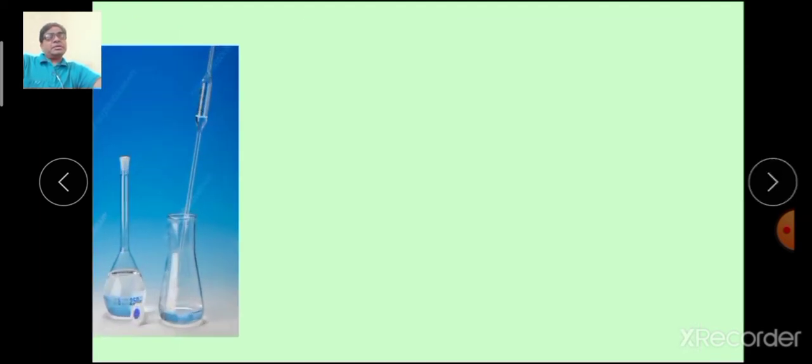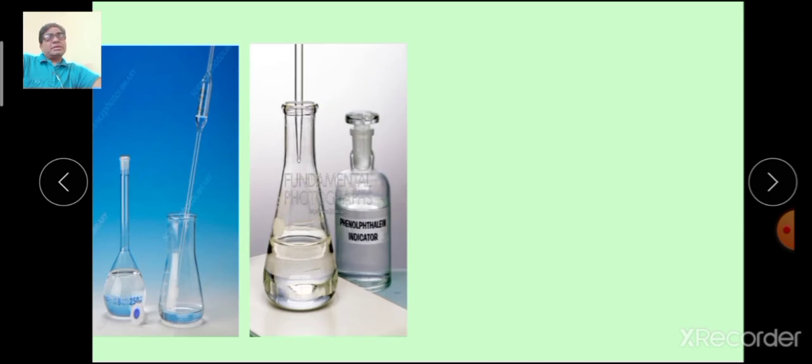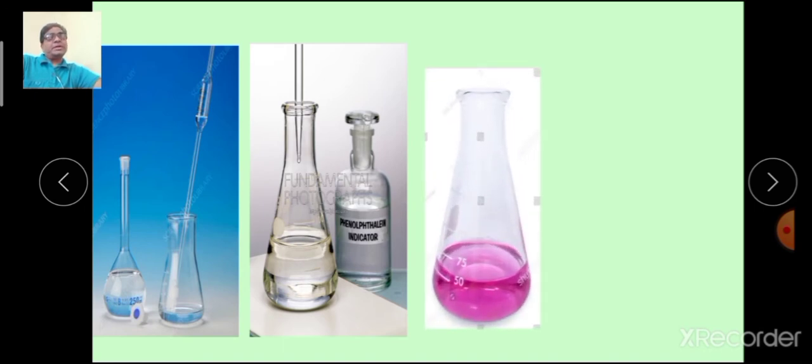Now, here I will show you, you have taken the diluted solution for titration using a pipette in the titration flask. This is the phenolphthalein indicator. You have taken drops of phenolphthalein indicator in this. Before dropping the indicator, it is colorless. As the phenolphthalein is added to this alkali, it changes to pink. This is the pink color.